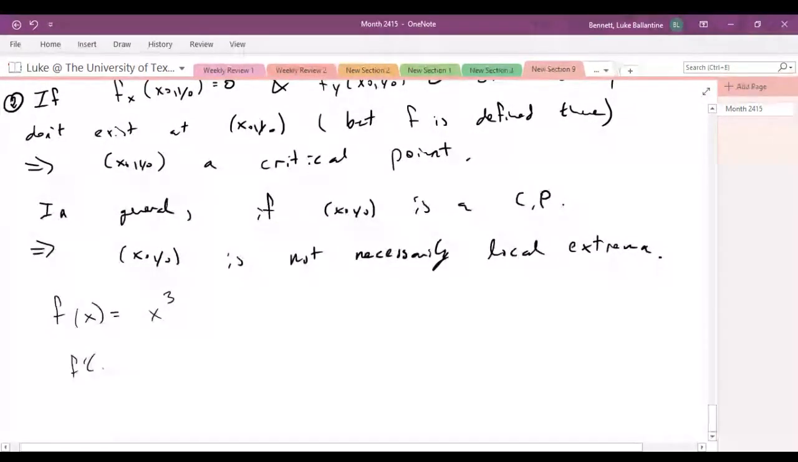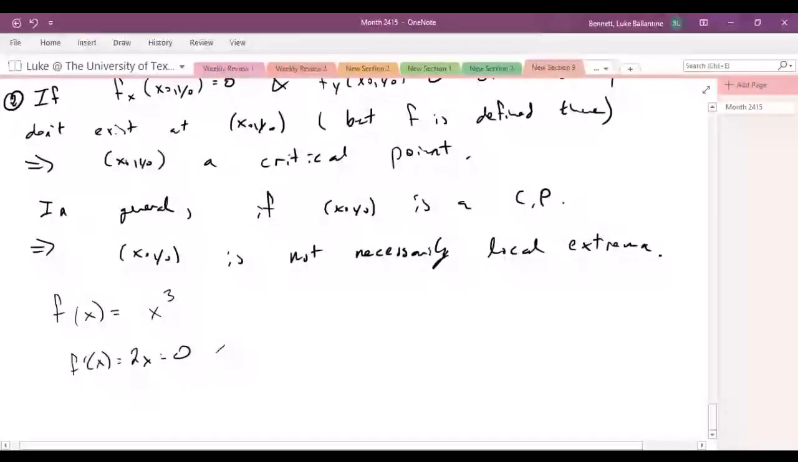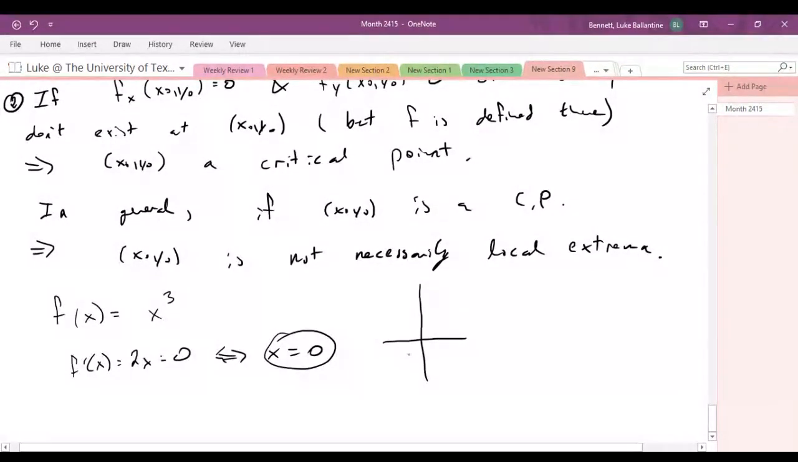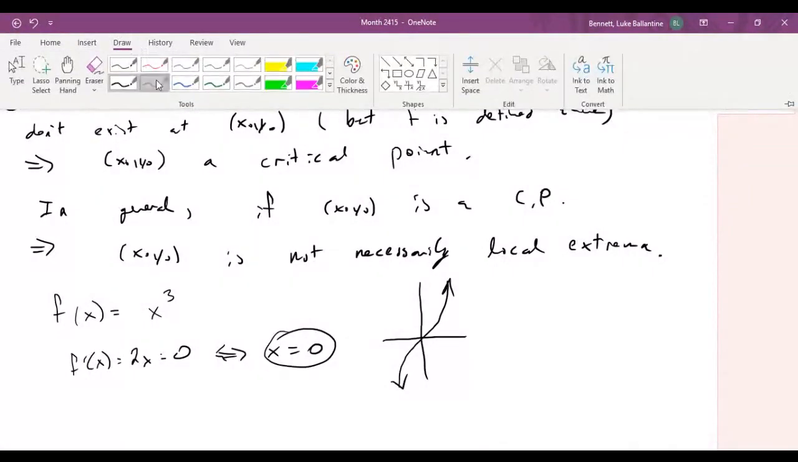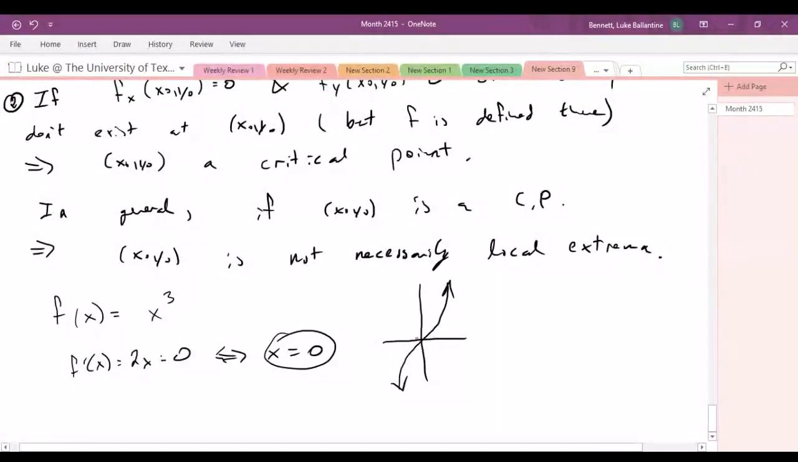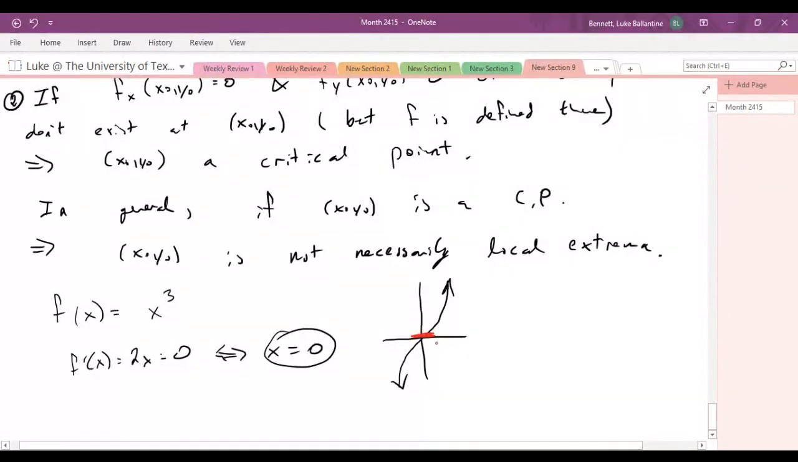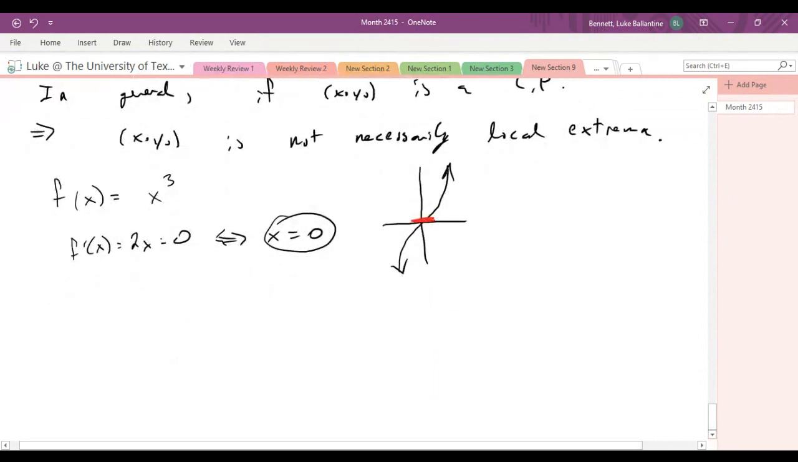Because if we look at f prime of x, this is 3x squared. This equals 0 if and only if x equals 0. So that means x equals 0 is a critical point. But if we look at the graph of x cubed, it looks like this. So we have a horizontal tangent line, i.e. a critical point here, but it's neither a max nor a min. So we have a second derivative test for functions of multiple variables.